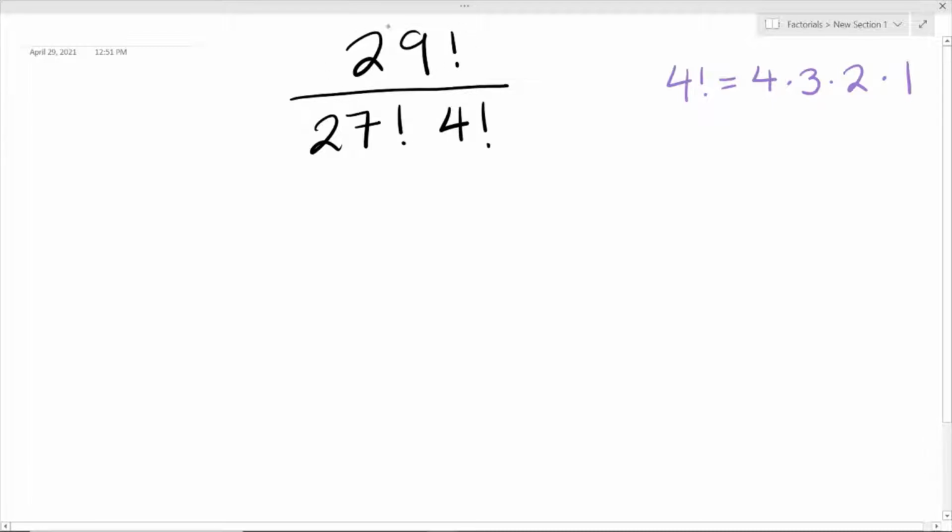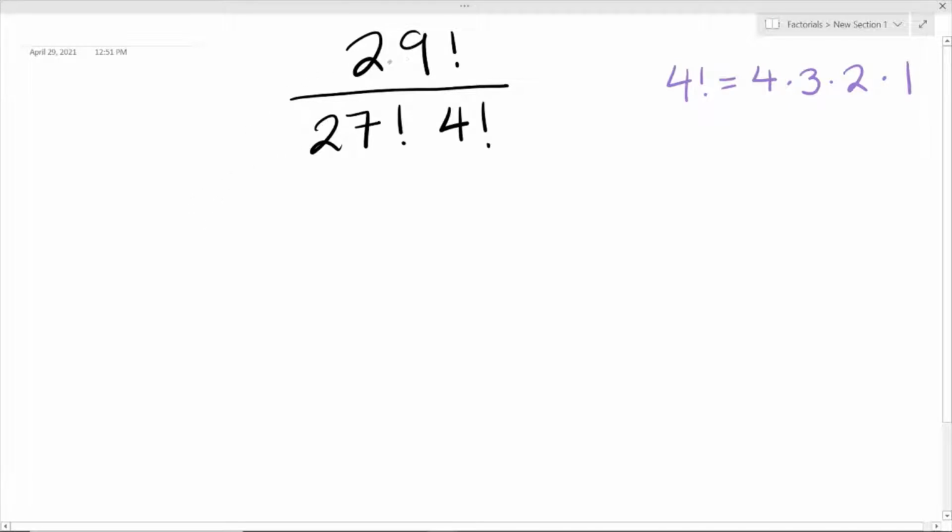So here with 29 factorial, it's 29, 28, 27 times 26, times 25, times 24, times 23, times 22, times 21, times 20, and so on and so forth, all the way down to 1 like a countdown. That's 29 factorial, and same with 27 factorial, starting from 27. So to simplify this, we want to get rid of the factorials.